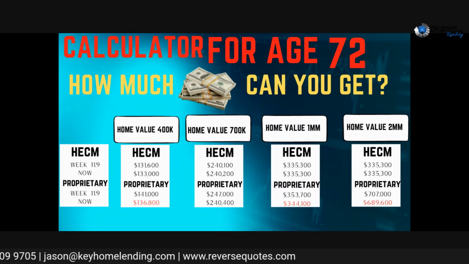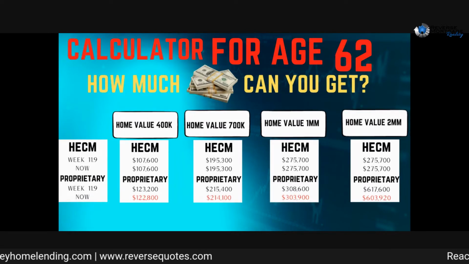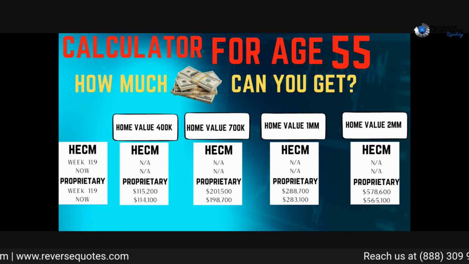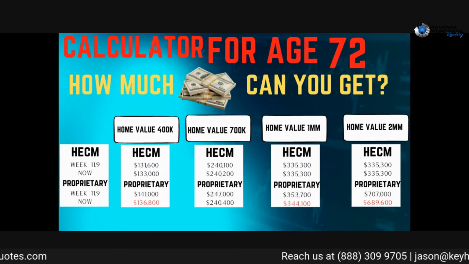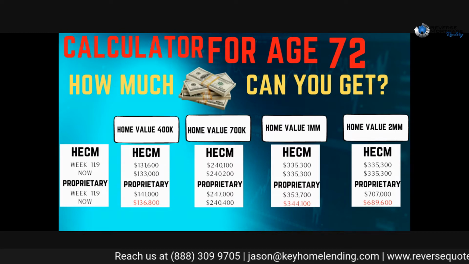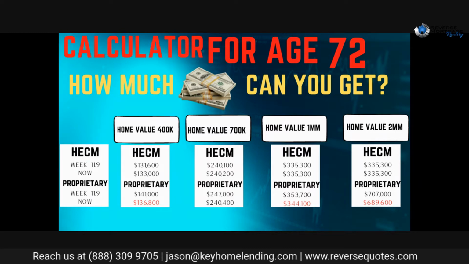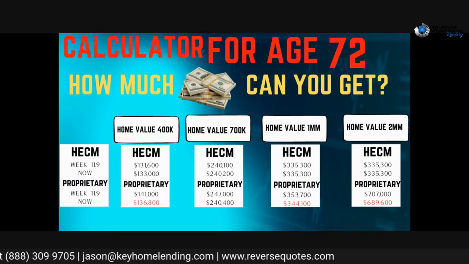So you can see that that's kind of a steeper drop than it was at 62, and definitely a steeper drop than it was at 55. So we can see we're getting a trend here. The proprietary reverses, they're lowering, or they're getting hit harder at older ages. Let's see if it continues.